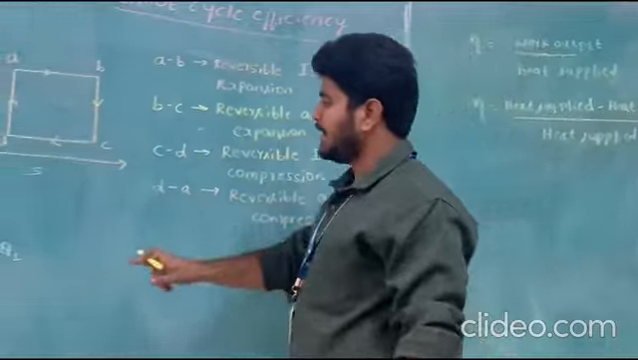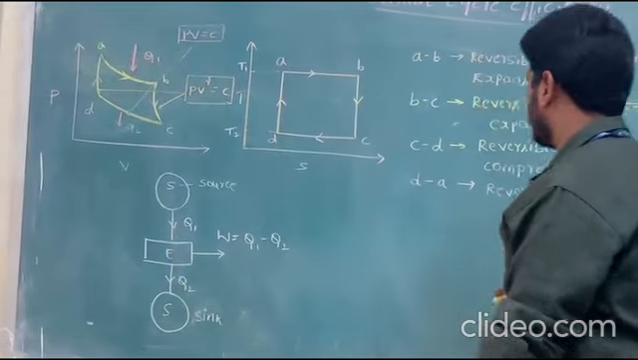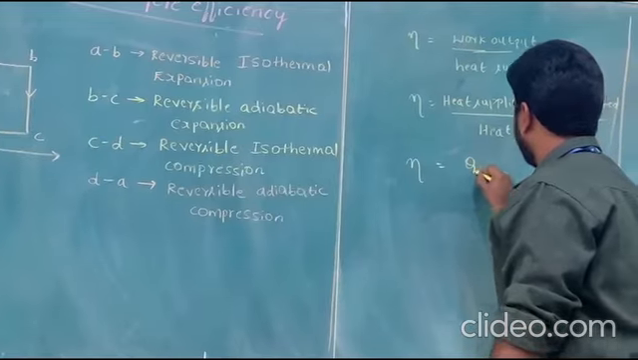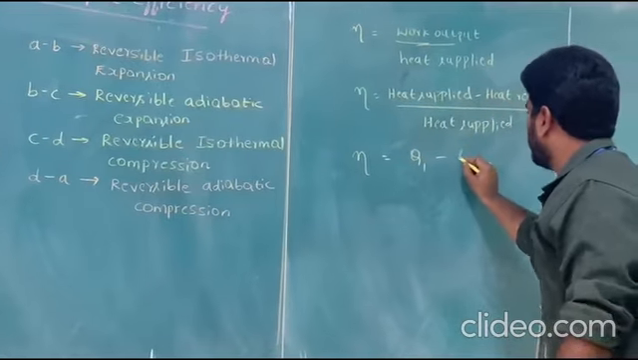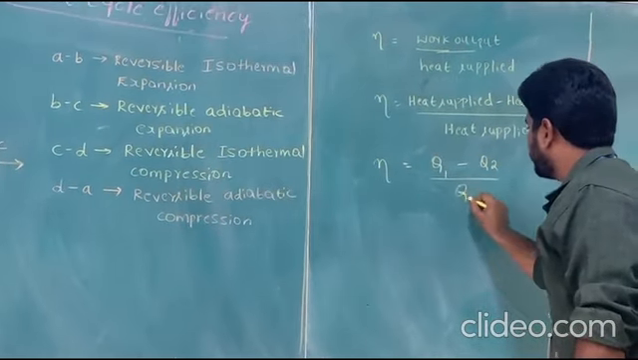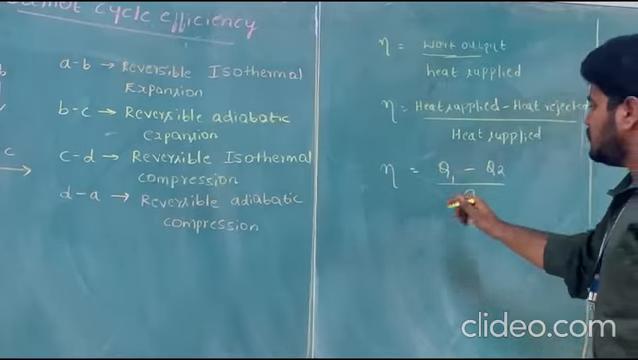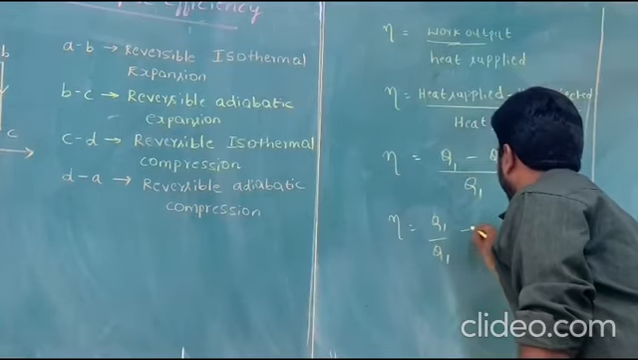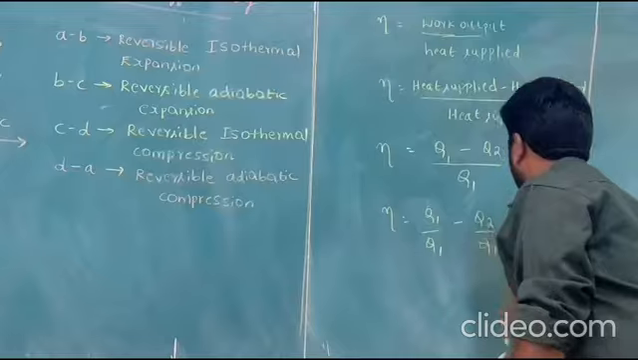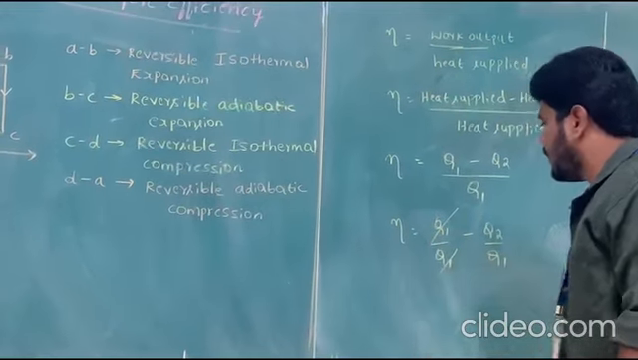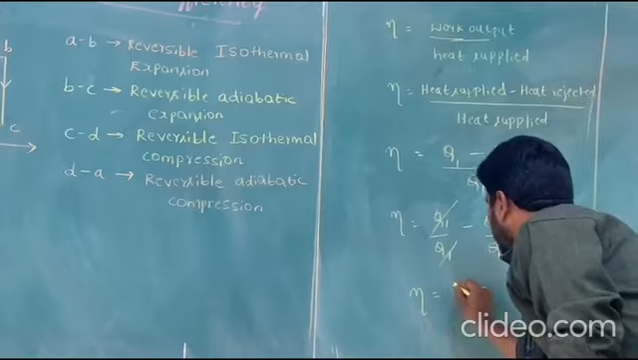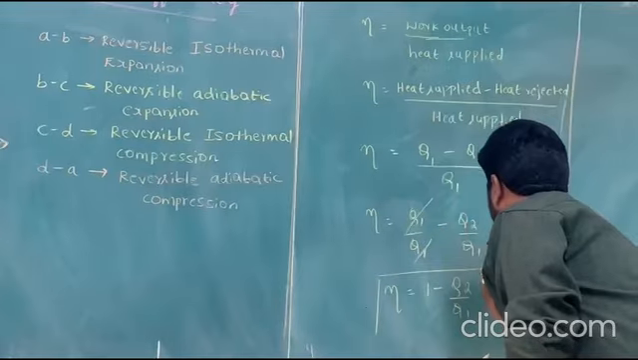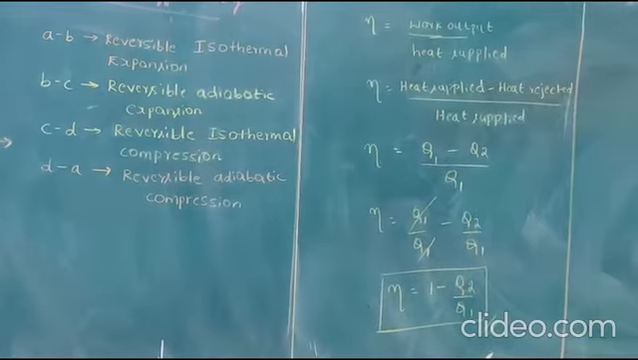We can see that here the heat supplied is Q1 and the heat rejected is Q2. So efficiency is equal to heat supplied, Q1, minus heat rejected, Q2, divided by heat supplied, Q1. Now I separate these terms. So efficiency is equal to Q1 divided by Q1 minus Q2 divided by Q1. Here you can see that Q1 cancels, so efficiency is equal to 1 minus Q2 divided by Q1. This is the formula for the efficiency.